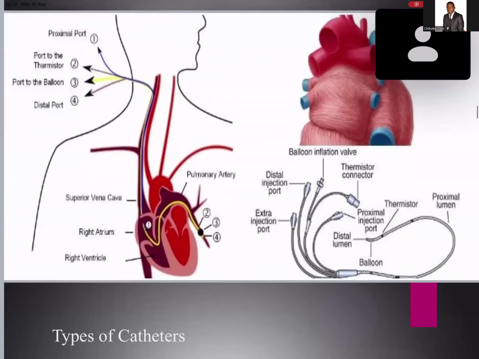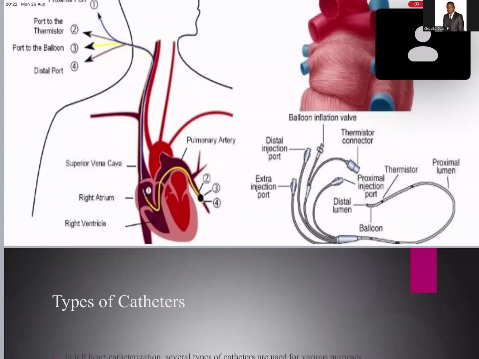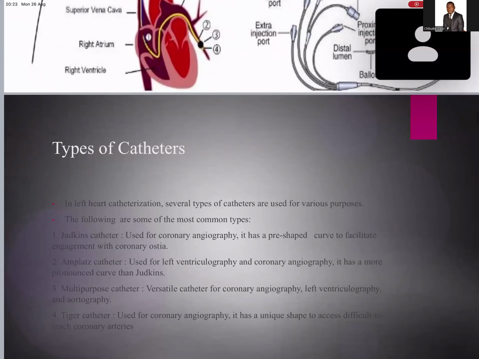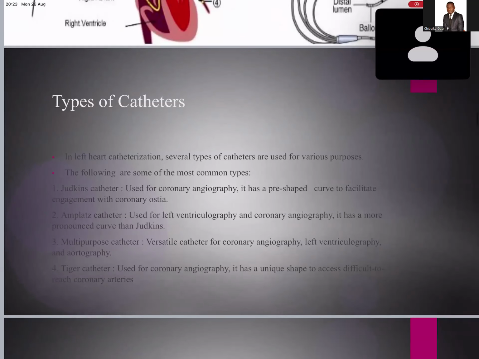And then here is a picture of a catheter with the various labels and positions. You have the proximal lumen. You also have the terminal connector and all that. This is a picture of a catheter with its various components and different functions. So it's also important for us to discuss the various types of catheters. In left heart catheterization, several types of catheters are used for various purposes. Now, the following are some of the commonly used types that we have.